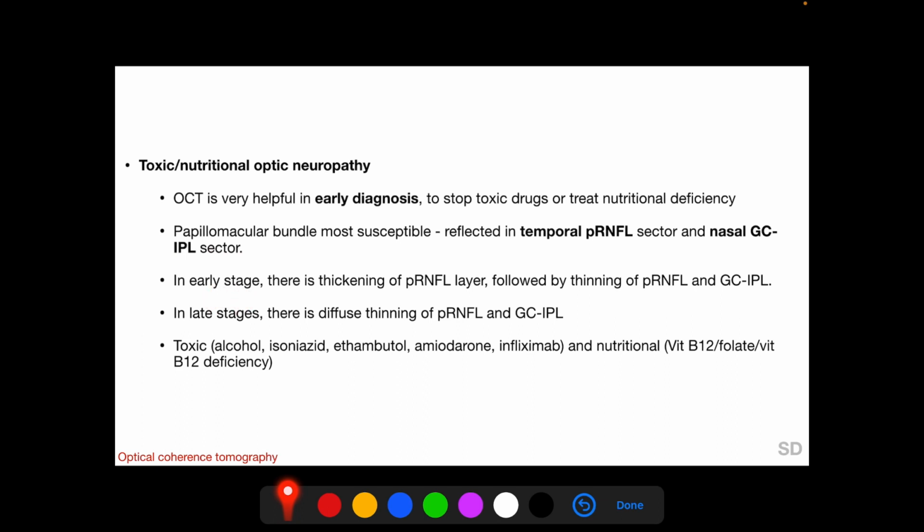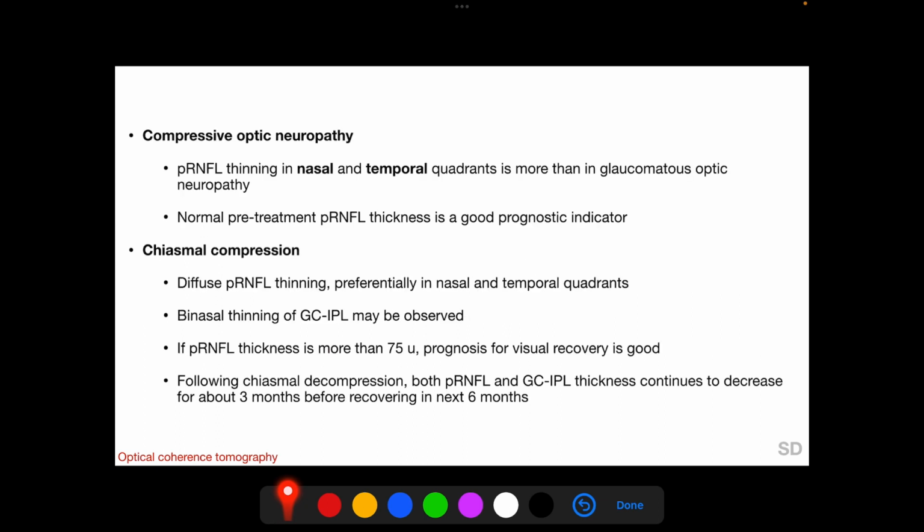In early stage, there is thickening of PRNFL layer. So there is initially a thickening followed by thinning of the PRNFL and GCIPL. So the GCIPL does not thicken. In late stages, there is diffuse thinning of both PRNFL and GCIPL. Toxic optic neuropathies can happen with alcohol, isoniazid, ethambutol, amiodarone, infliximab, and nutritional deficiency optic neuropathy can happen with deficiency of vitamin.